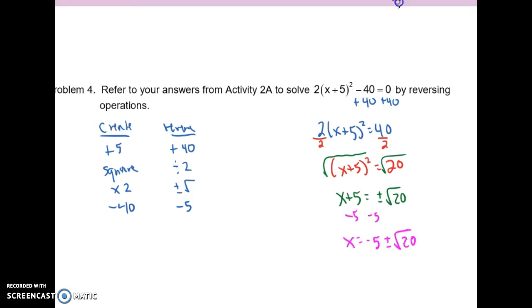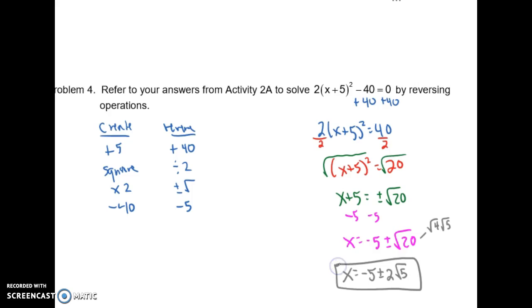But we're not quite done, because again, that 20 we can simplify. 20 I can break down into, whoa, that's a weird symbol, square root of 4 and square root of 5. So the square root of 4 we know is just 2. So this becomes x equals negative 5 plus or minus 2 square root of 5. And again, reversing operations, we want to know how is this expression created so that we can just go backwards to finish it.